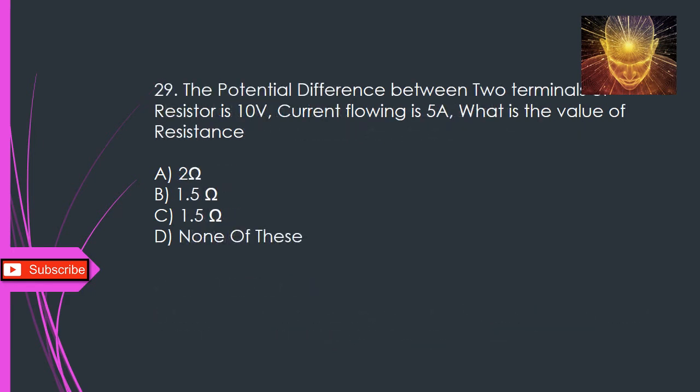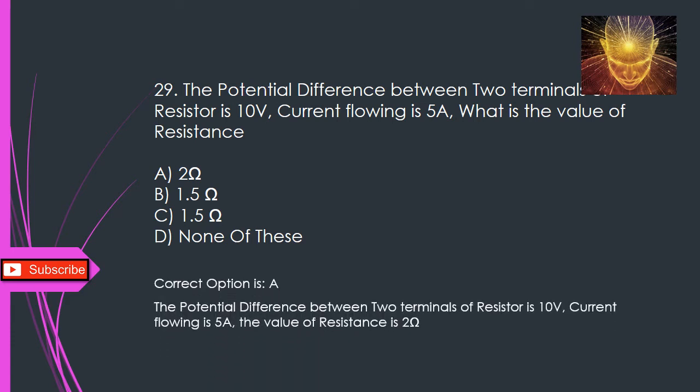The potential difference between two terminals of a resistor is 10 V. Current flowing is 5 A. What is the value of resistance? A. 2. B. 1.5. C. 1.5. D. None of these. Correct option is A. The value of resistance is 2 ohms.